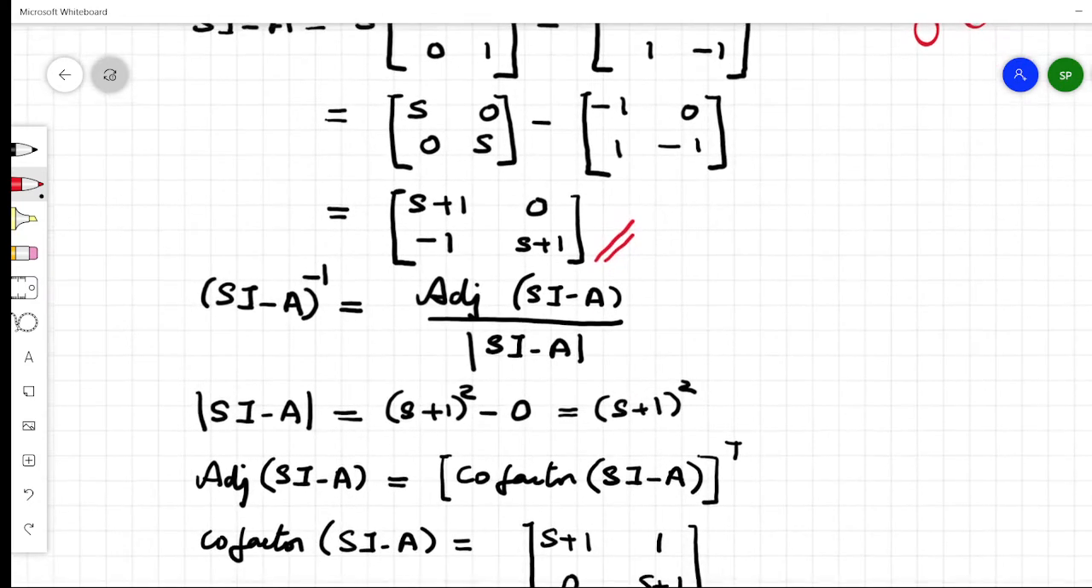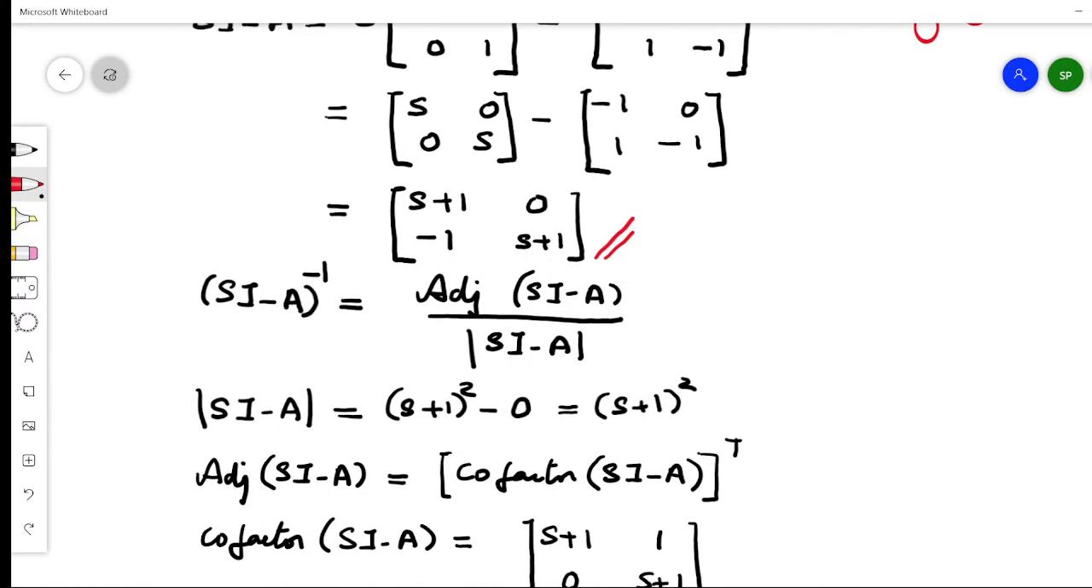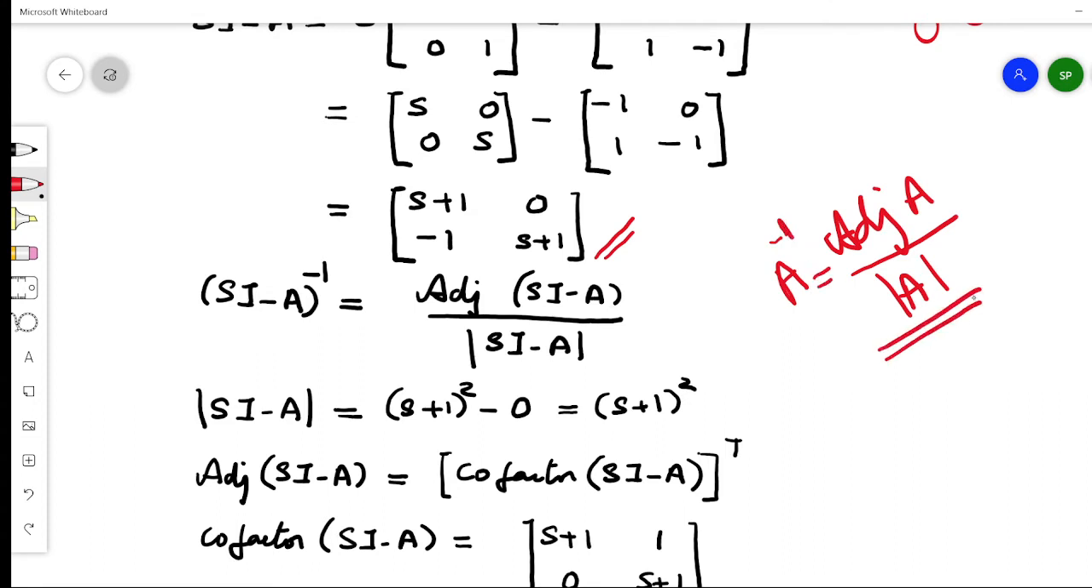Now in the formula, we have to use C into (sI minus A) inverse into B plus D. So you have to find this (sI minus A) inverse. How will you find the inverse of a matrix? The inverse of any matrix is given by the adjoint of that matrix divided by the determinant of A. So this is the formula which we will be using.